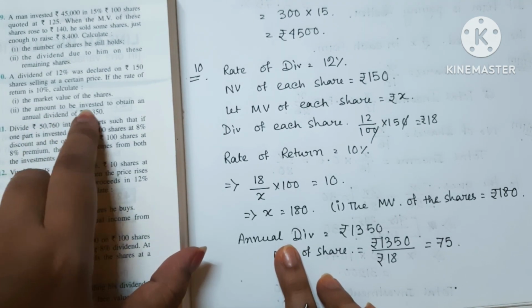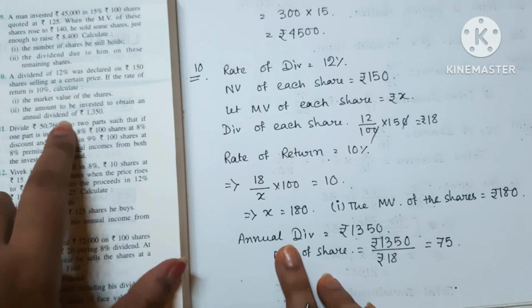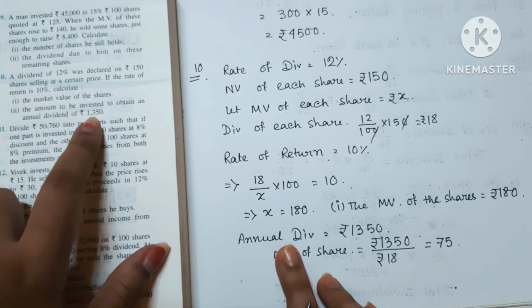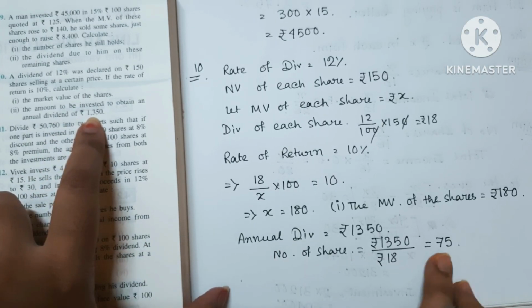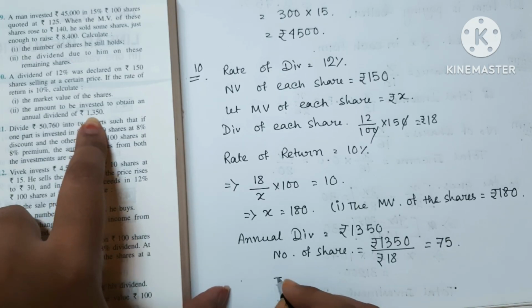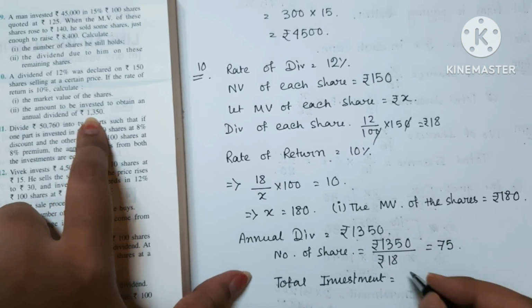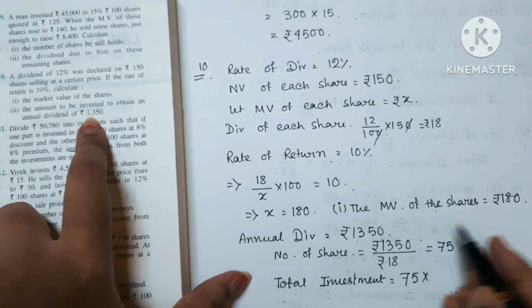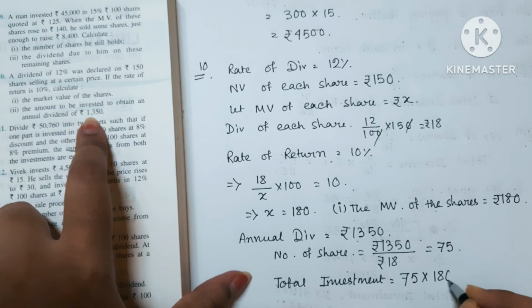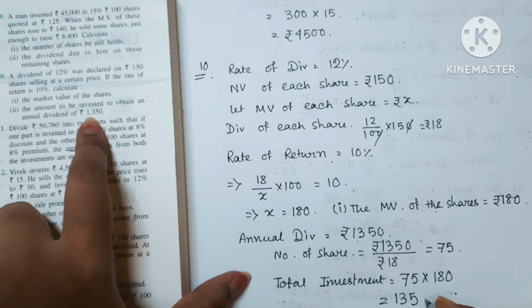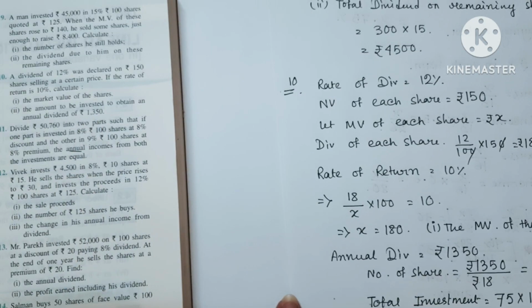See, the amount to be invested to obtain an annual dividend. To obtain this annual dividend, you need to buy this number of shares. So total investment in that case is equal to 75 into the market value, so 13500.